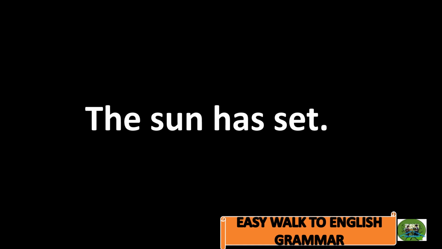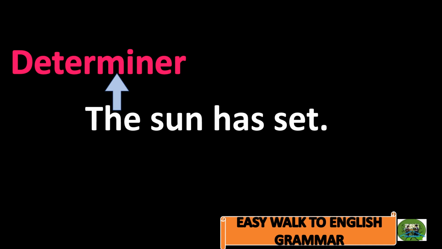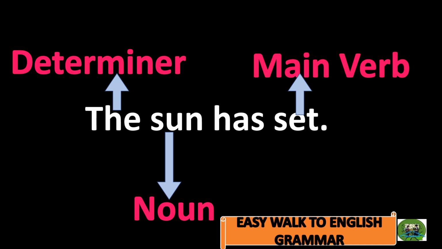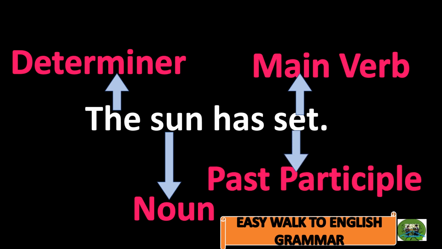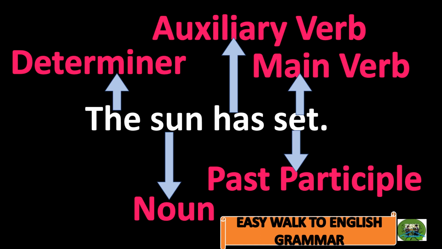What components can we find out from this sentence? The first word in this sentence, the, is a determiner. The second word, sun, is a noun. The final word, set, is the main verb in this sentence. And, of course, it's the past participle form of the verb set. Set, set, set. Then what is this has? The has is the auxiliary verb in this sentence.